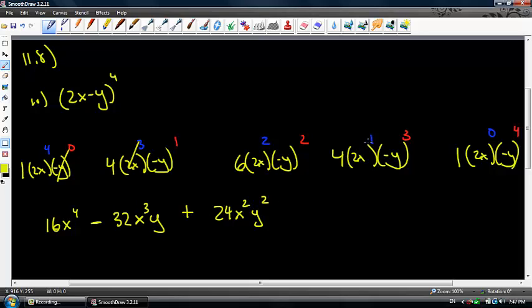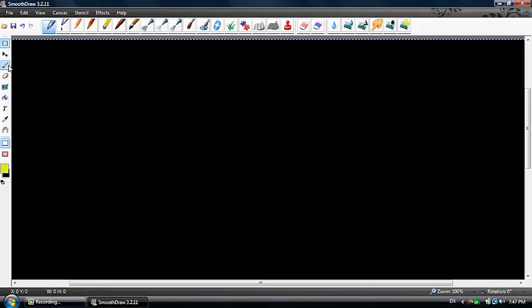Now, because the negative y is being squared, it's going to be positive. 4 times 2 to the first, well, 2 to the first is 2, times 4 is 8x y to the third. And because y is being raised to an odd power and it's negative, it's going to be negative. All this garbage goes away, plus y to the fourth, and you are done. And done.